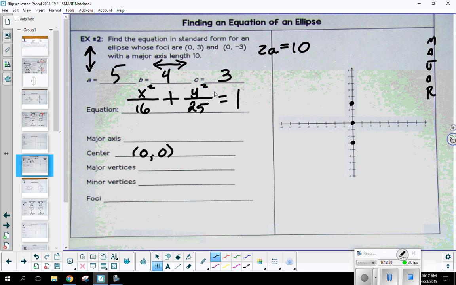Now, I know yesterday we went ahead and gave the length of the major axis, but today why don't we go ahead and actually write out the equation? Okay. What would the equation for the major axis be, since I already have the length?